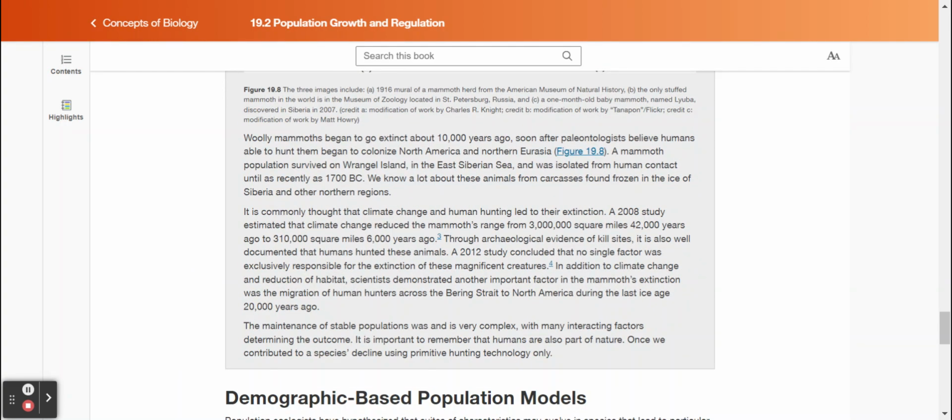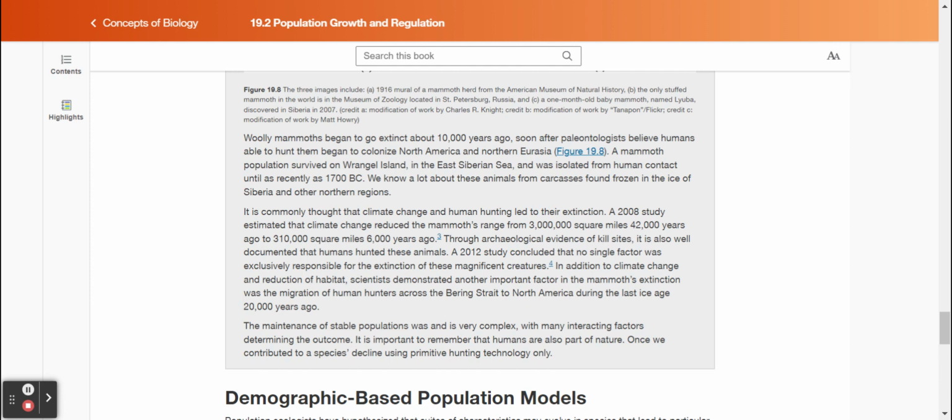Woolly mammoths began to go extinct about 10,000 years ago, soon after paleontologists believe humans able to hunt them began to colonize North America and northern Eurasia. A mammoth population survived on Wrangel Island in the East Siberian Sea and was isolated from human contact until as recently as 1700 BC. We know a lot about these animals from carcasses found frozen in the ice of Siberia and other northern regions. It is commonly thought that climate change and human hunting led to their extinction.